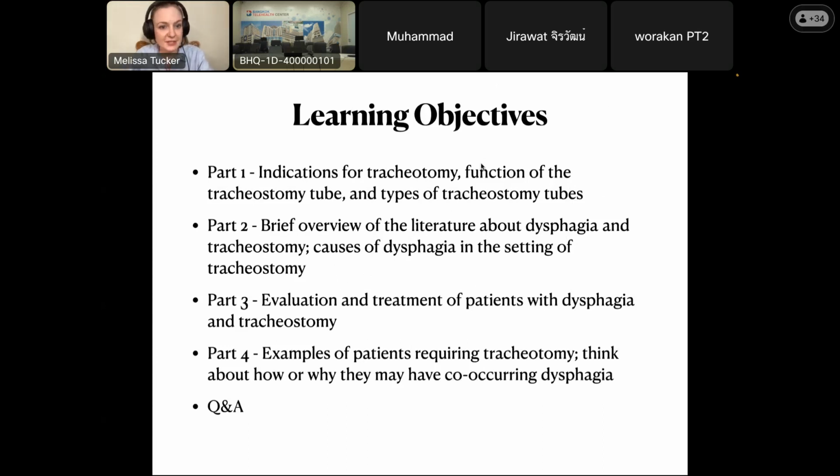The learning objectives for today, I divided the presentation up into 4 parts. So in the first part, we'll just kind of review tracheostomies in general. We'll talk about indications for a tracheotomy procedure, the function of tracheostomy tubes, and the types of tracheostomy tubes that you may encounter in your practice.